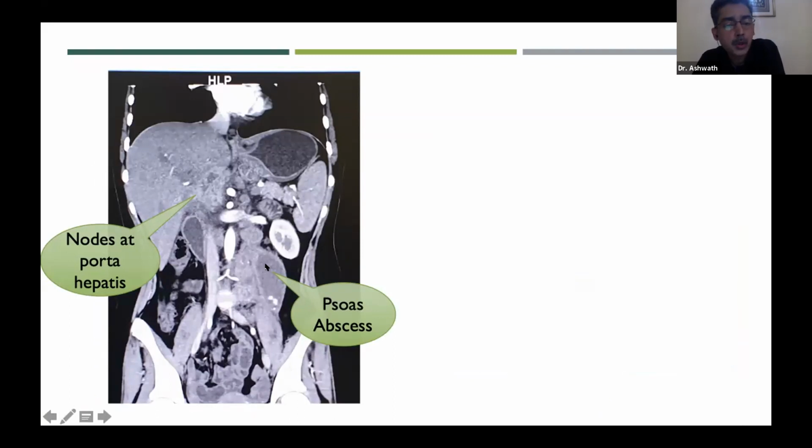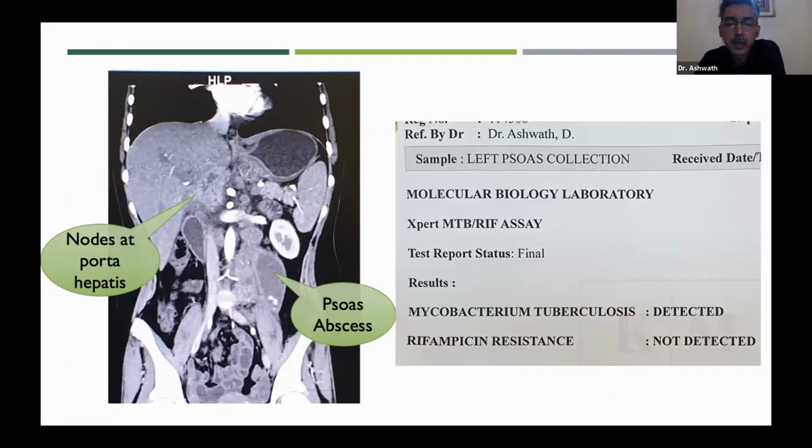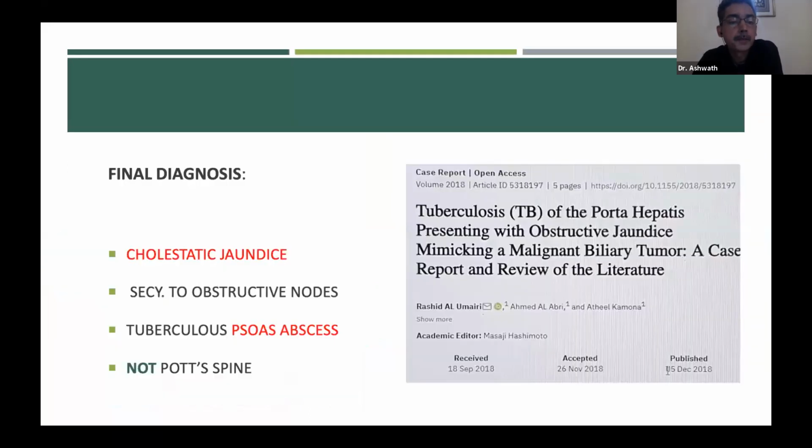When we trapped the psoas abscess and sent it, we were absolutely flabbergasted to see that it was Mycobacterium tuberculosis positive, and the child did absolutely well with ATT. So this child had two intra-abdominal manifestations of Mycobacterium tuberculosis with only a 3-day history and absolutely no constitutional symptom.